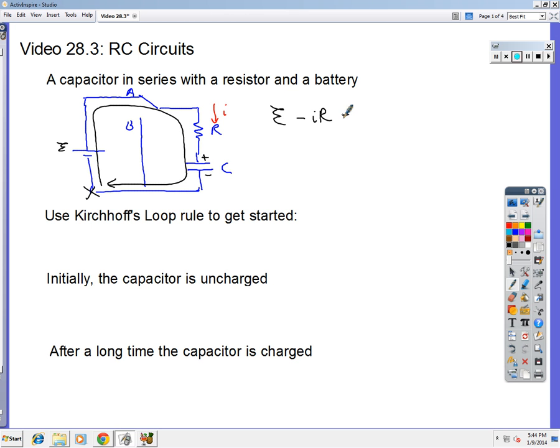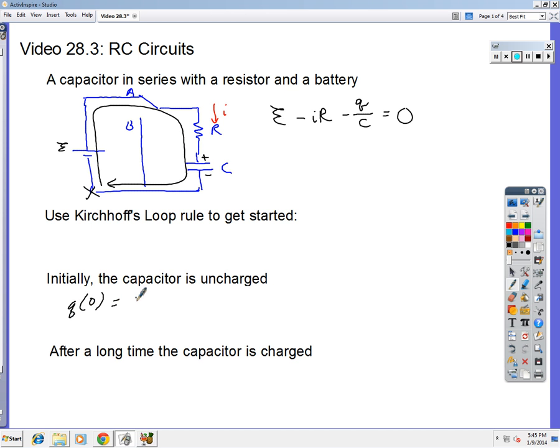And the voltage across the capacitor is the charge on the capacitor divided by the capacitance. Now we're back to our starting point, so that all equals 0. And that's our basic equation for RC circuits. Not too terribly difficult.